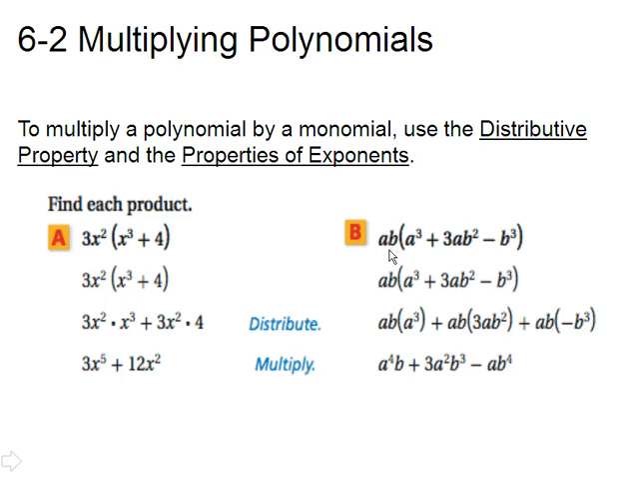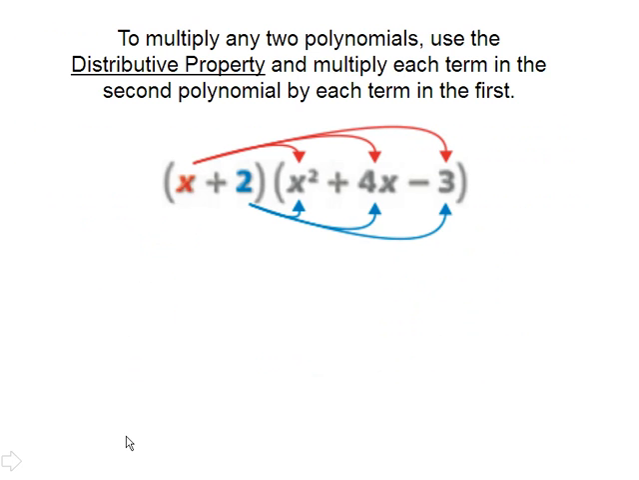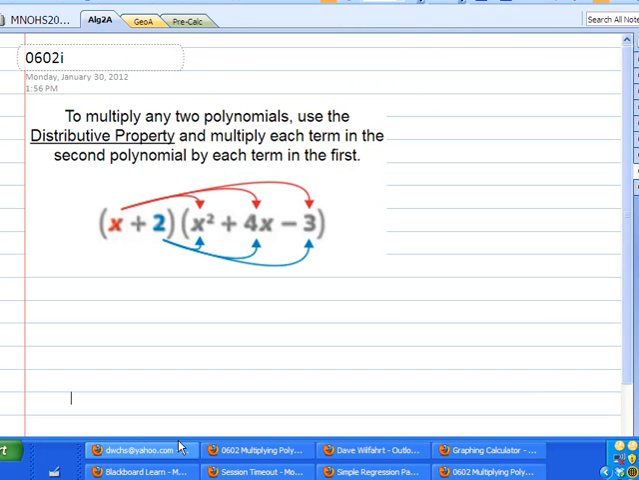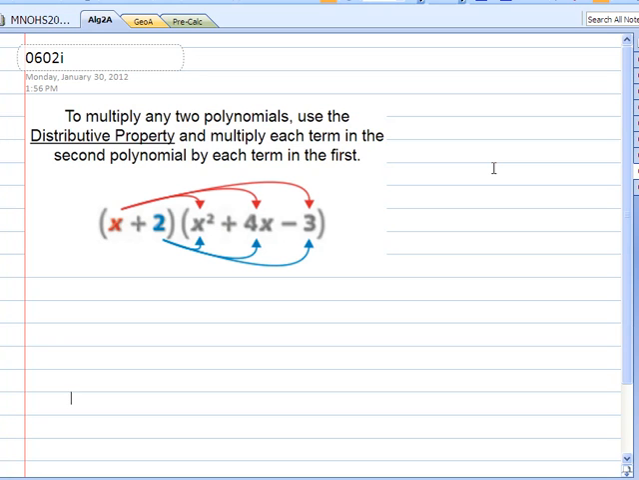Over here, same thing, we're taking ab times each one of these, and we get a to the 4b plus 3a squared b cubed minus ab to the power of 4. Again, notice how we're adding the exponents as we go through. Now, if you're taking a binomial, 2 terms, times a trinomial, 3 terms, again, we're going to use the distributive property, but we're actually going to use it twice. So let me show you how this problem here gets worked out.